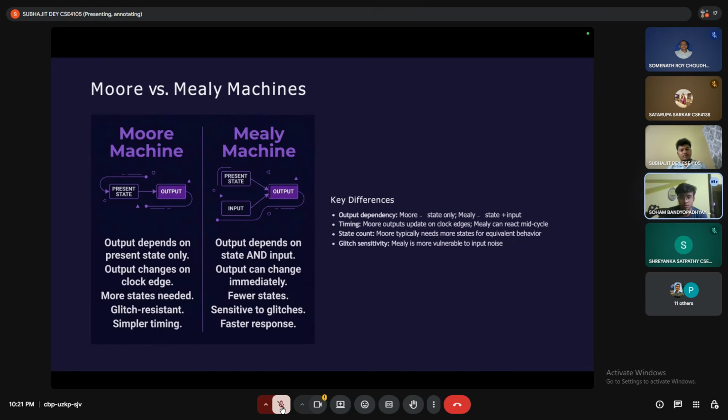State count. Moore typically needs more states for equivalent behavior. Glitch sensitivity. Mealy is more vulnerable to input noise.